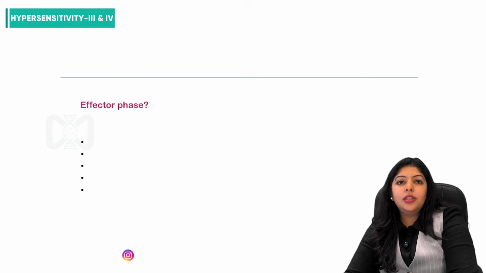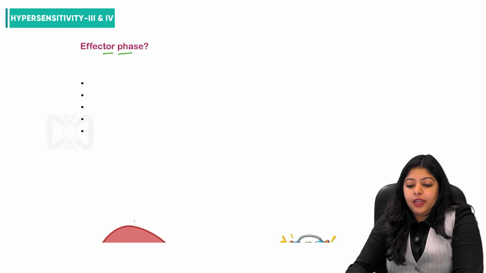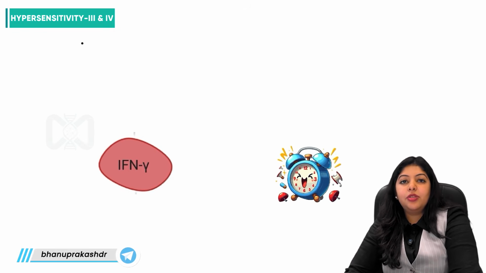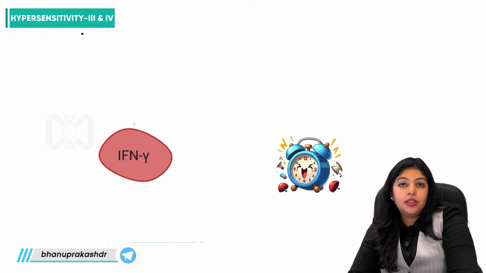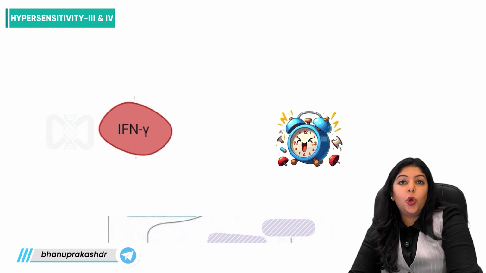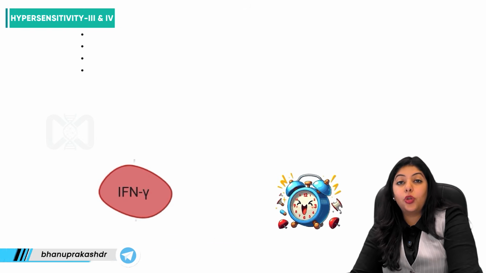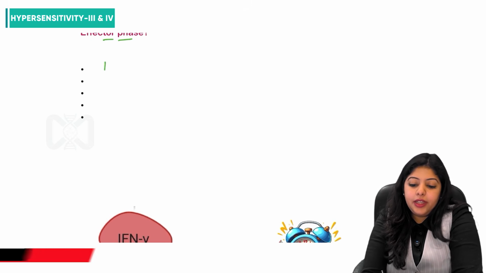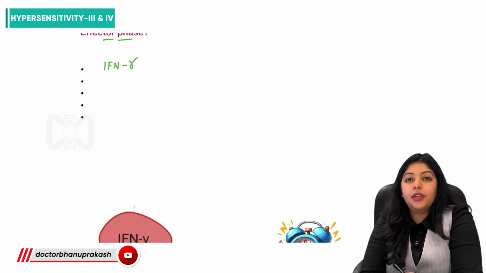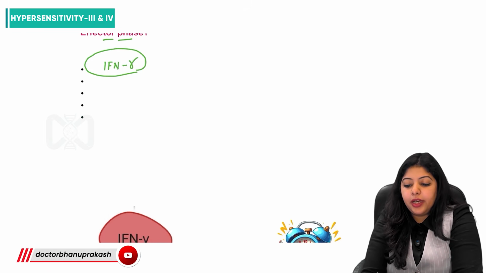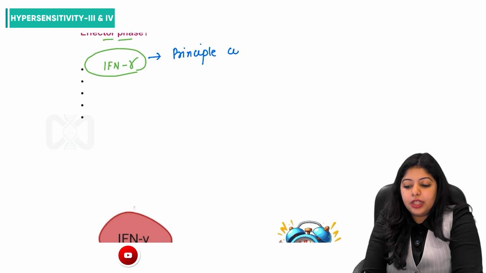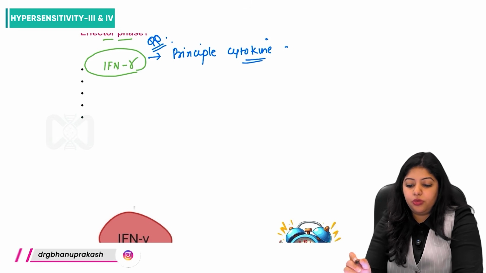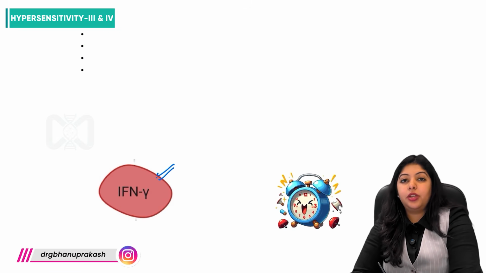So now what occurs in the effector phase? In the effector phase, these delayed hypersensitivity cells are going to release a lot of cytokines, right? So one of these cytokines is interferon gamma, right? This is a major cytokine, a principal cytokine, which is released in type 3 hypersensitivity reaction. You must know, this is the principal cytokine, right?